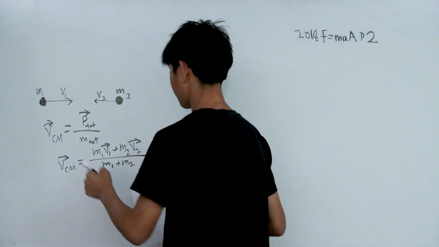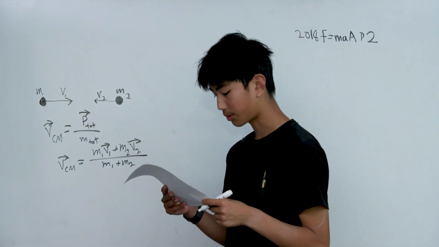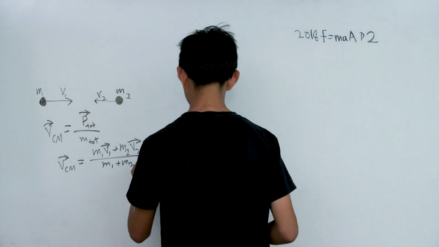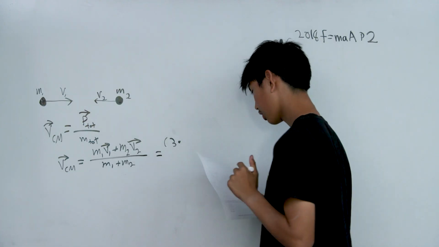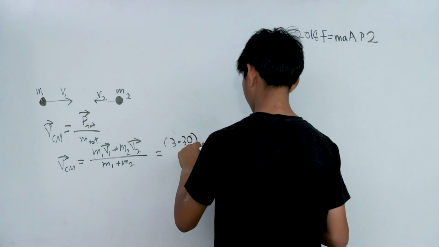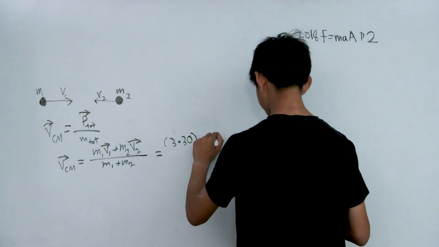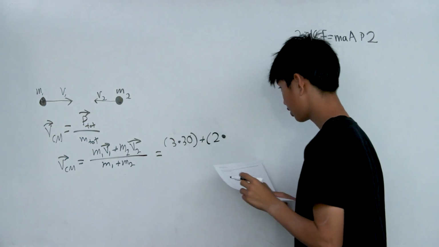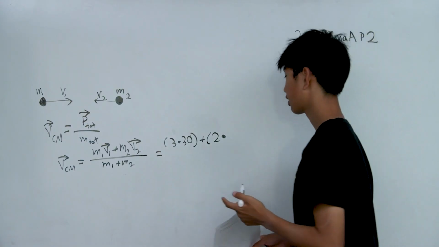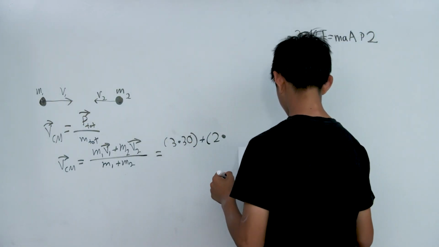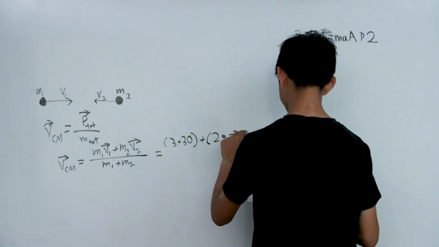So mass 1 we say is the 3 kilogram mass moving to the right. So it's 3 kilograms times its velocity, which is 30 meters per second. And then you have to add the mass of the second ball, which is 2 kilograms, times its speed, which is 20 meters per second to the left. So it would be negative because we set the 30 to be positive, and we usually assume that left is the negative direction. So this would be negative 20.